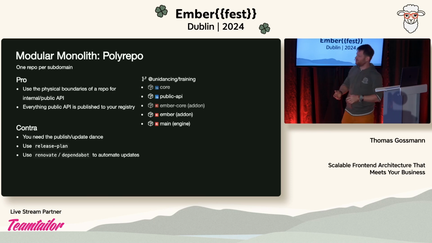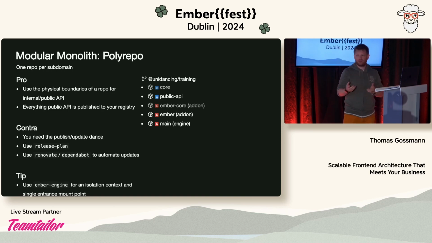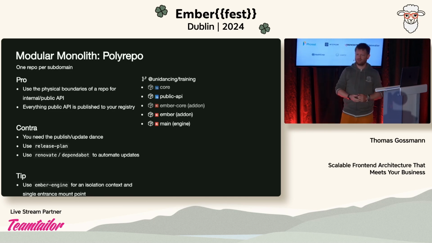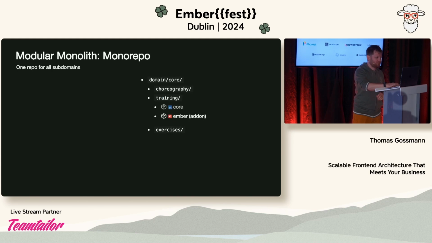And then we have other tools like Renovate or Dependabot that we can use to automate some of the updates in the repositories that need to consume those. So what we can use the polyrepo approach for is that we can have one Ember engine in there that gives us the isolation context to mimic the subdomain boundaries here, and also a single entry mount point that we can use in our host apps.